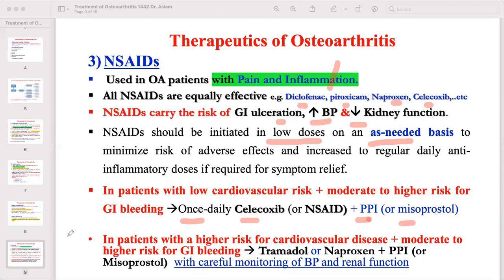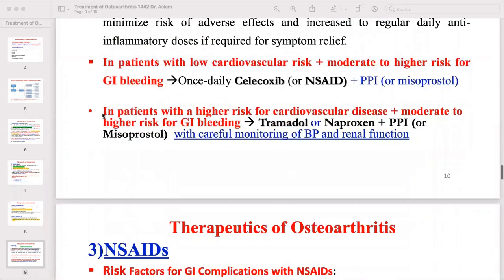In patients with higher risk for cardiovascular disease plus moderate to higher risk for GI bleeding, use tramadol or naproxen plus a proton pump inhibitor or misoprostol to protect the gastric mucosa, with careful monitoring of blood pressure and the renal functions. These precautions we already discussed in the previous slides.